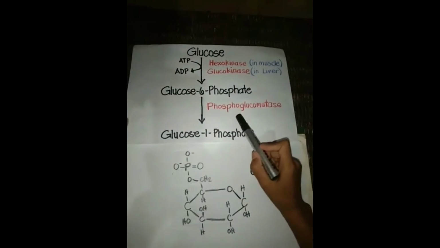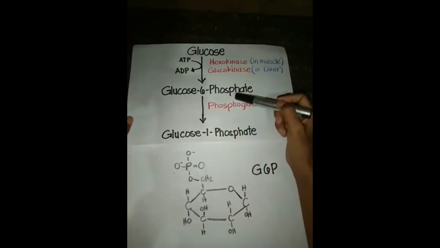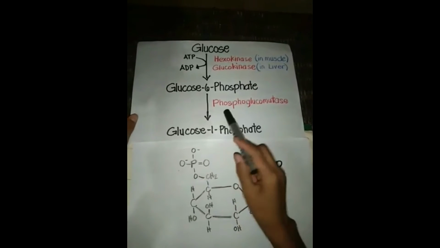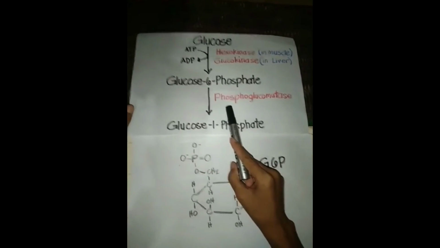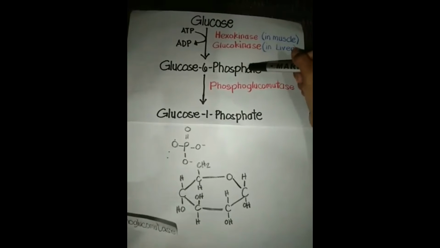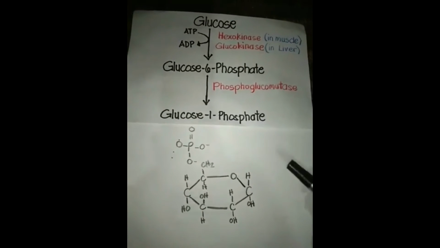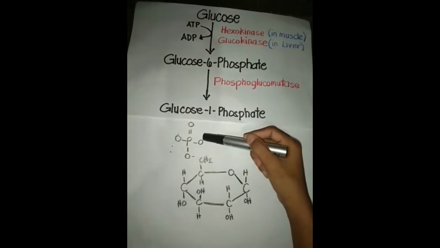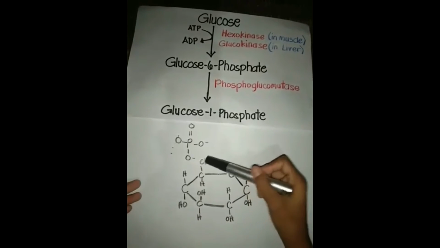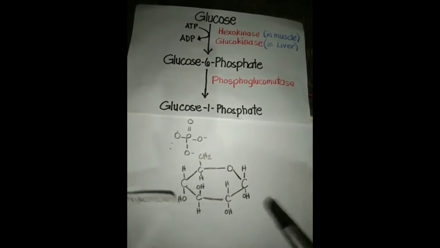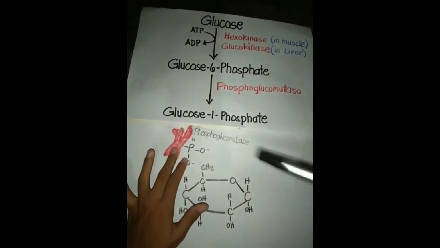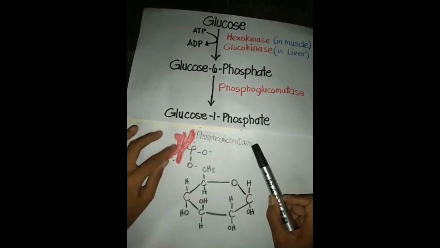So now let's move on to the second step, which is the conversion of glucose 6-phosphate to glucose 1-phosphate with the use of the enzyme called phosphoglucomutase. In this step, the glucose 6-phosphate is rearranged so that the phosphate group moves from the 6th position down to the 1st position. This reaction can't be done without the enzyme phosphoglucomutase.